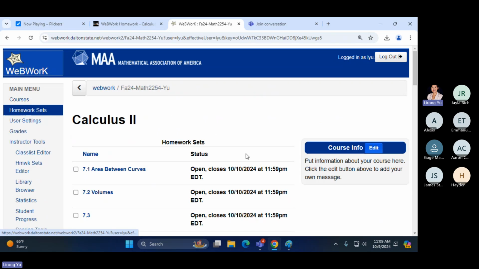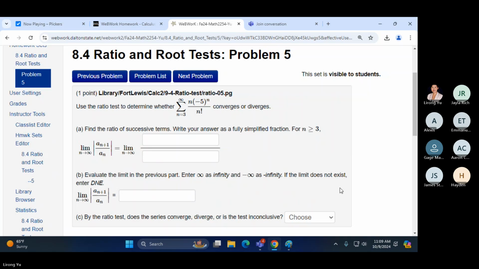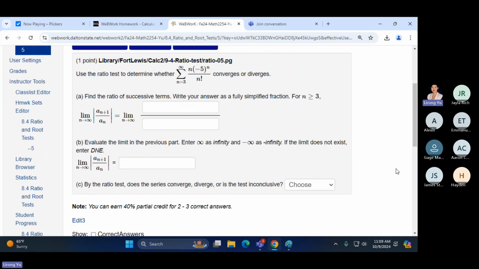There's a part of it I don't understand what it's asking me to put in. All right. Use the ratio test to determine whether this converges or diverges. Find the ratio of the successive terms, and write your answer as a simplified fraction. The problem is that a_n and a_(n+1) are both fractions. When you divide one fraction over another fraction, that's what we call a complex fraction. That's why it says you have to write your answer as a fully simplified fraction. When you do that, you have to simplify it.